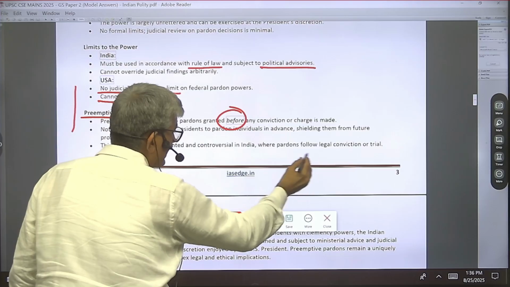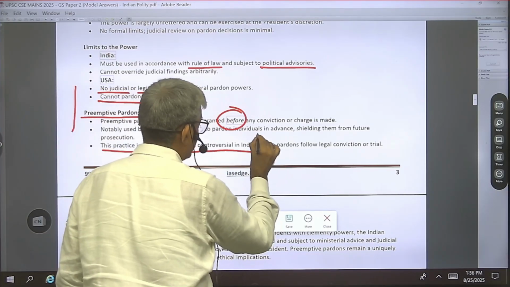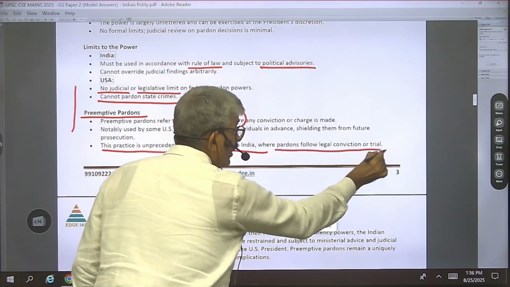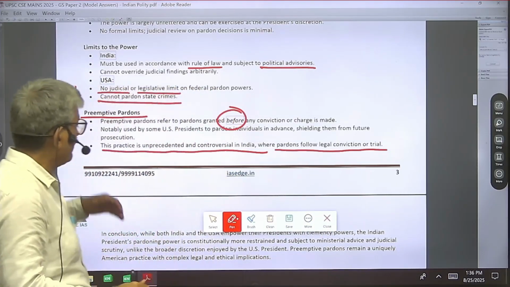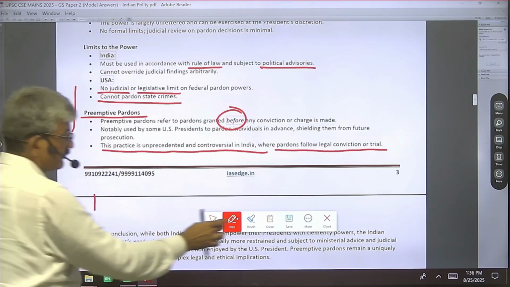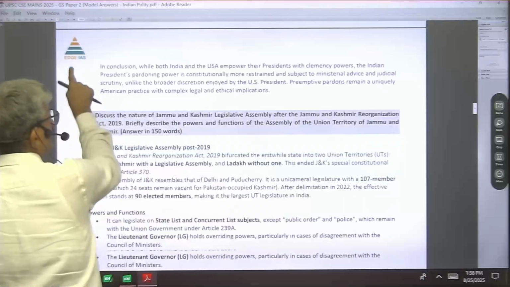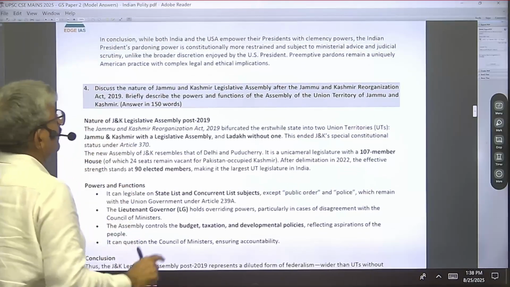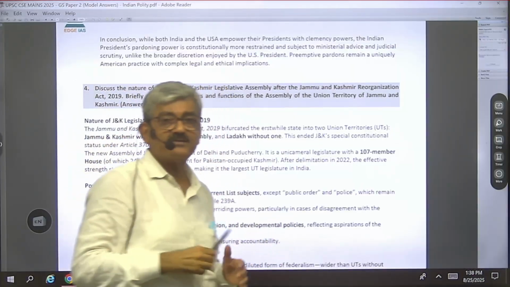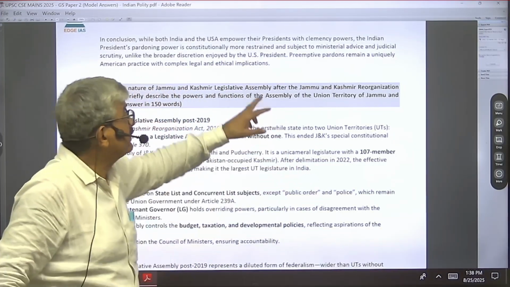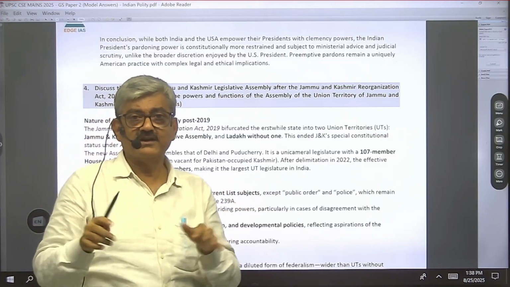Though they do not do it very much, this practice is unprecedented and controversial in India, where pardons follow. In our country, the President exercises this kind of power after legal conviction. In USA, it is different. Therefore, we find that both India and USA empower their presidents, and clemency power has been given to the presidents of the two countries, but their exercise is entirely different.